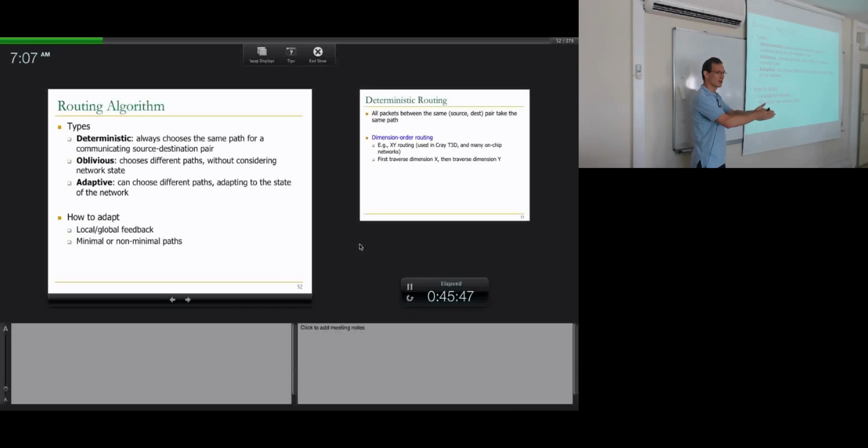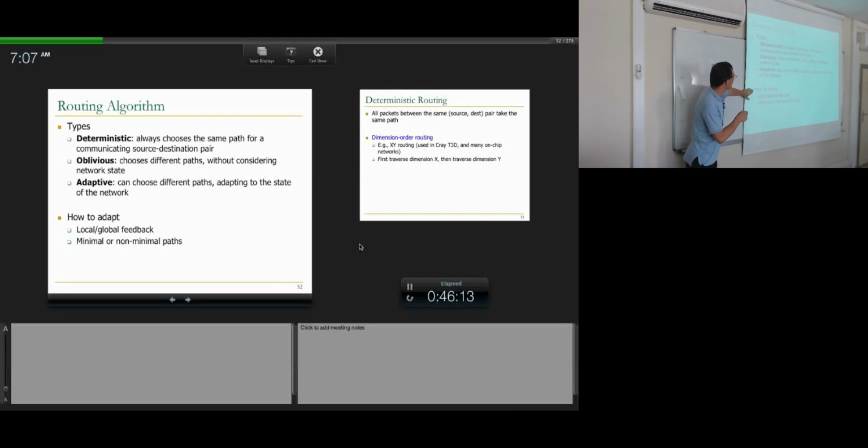You always go through X direction first and Y direction next. You could do YX routing also. Oblivious routing, you can choose different paths between the same source and destination pair, but you don't consider the network state. For example, you can randomly choose a different path. Adaptive routing, you can choose different paths again, but you can adapt to the network state.